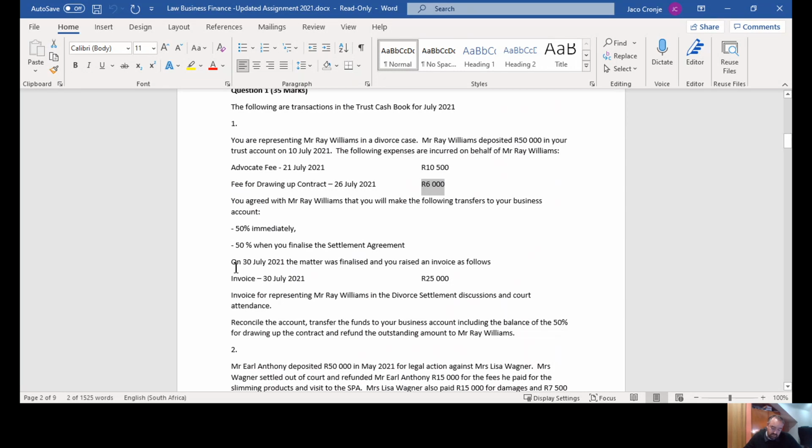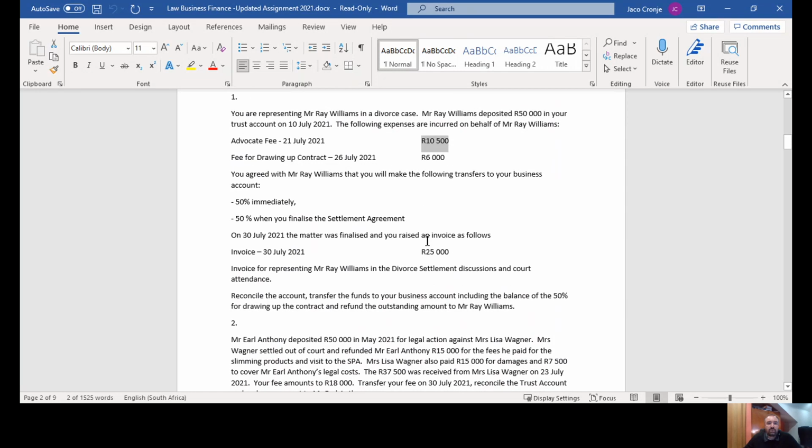So that gets split up into two separate transactions. Then on the 30th of July, the matter was finalized and you raise an invoice as follows. Invoice on the 30th of July for 25,000 Rand. Now there again, assume that you transfer those funds from trust to business on the same day. So in this case, that's a cash flow transaction. That one gets split up into two, and that one's a cash flow transaction on the days where, as mentioned in the assignment. Then invoice for representing Mr. Ray Williams in the divorce settlement discussion and court attendance. Okay, so that's just telling us the detail of that invoice.